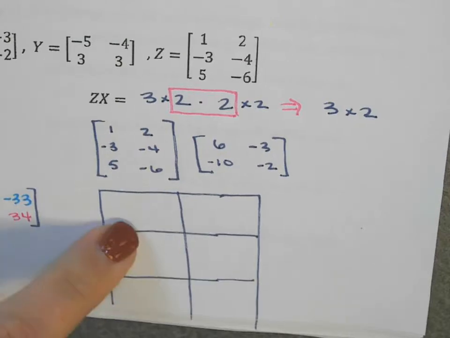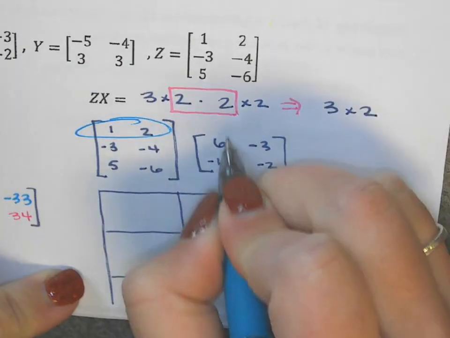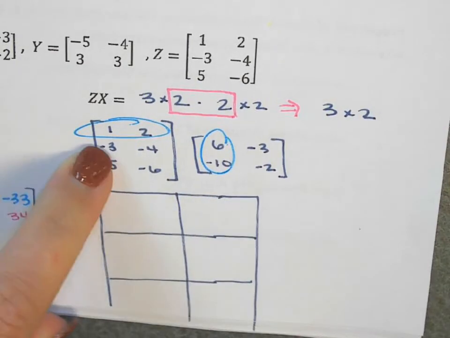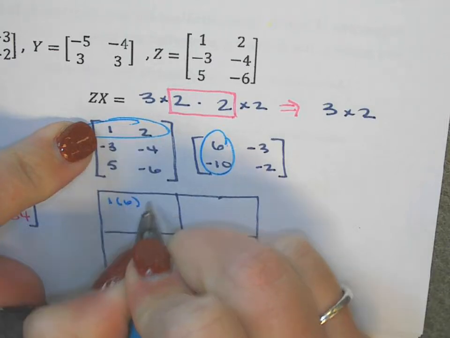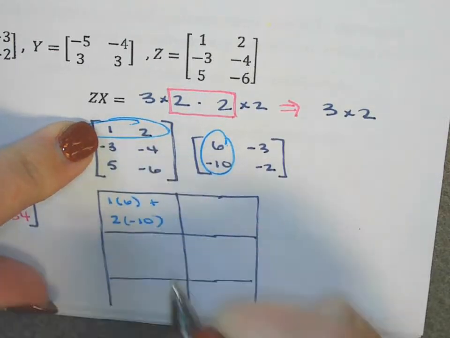So, first row, first column. There's 2 elements and 2 elements, and they match because 1 and 6 are a pair, plus 2 and negative 10 are a pair.